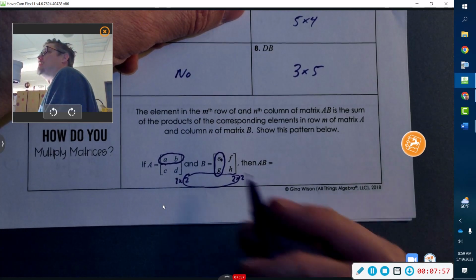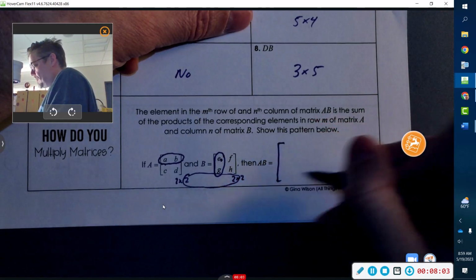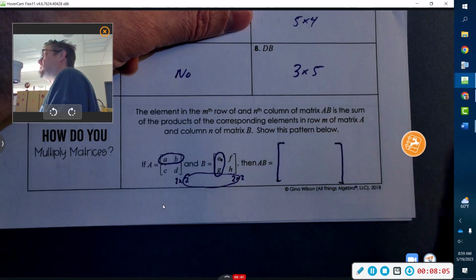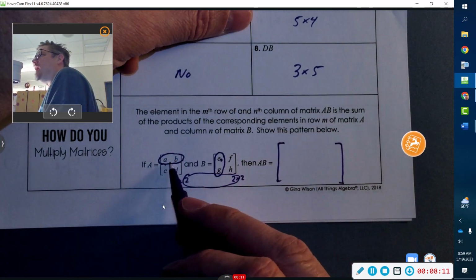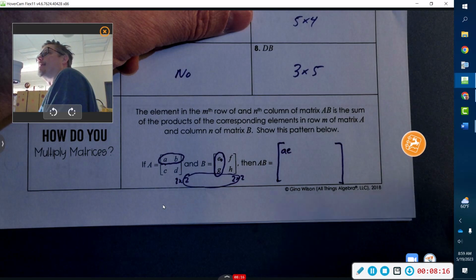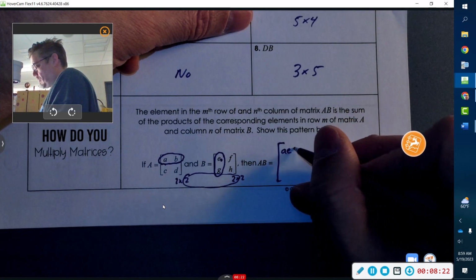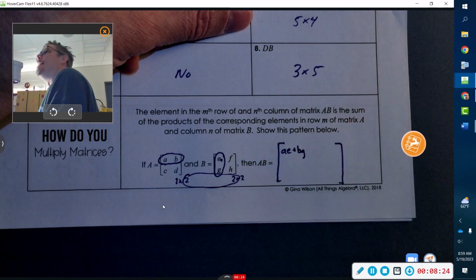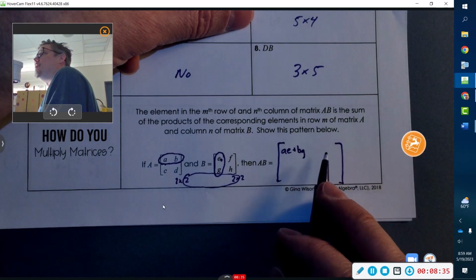So, the multiplication here is kind of strange. What you do is you get your 2 by 2. And it's not hard math. It's just a weird situation. What you do is you take the A and you multiply it to the E. Then you add the B times the G. Now that is your first element. It's weird. Now, what do you think I'm going to do for this guy right here?